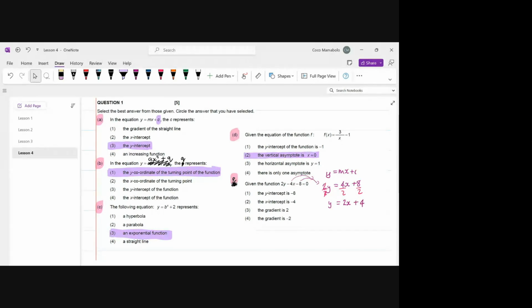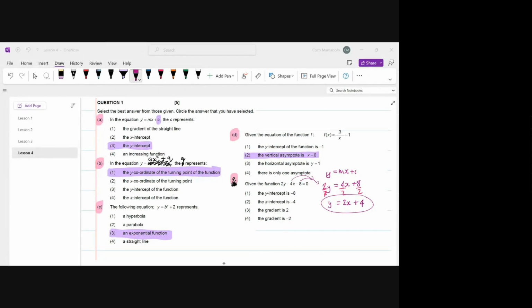They've just rearranged it. We don't want it rearranged. We want this so that we can answer the question. The question then says, the y-intercept is negative 8. That's clearly a lie because we've now put it properly. The x-intercept is negative 4. That's also false because if we make y equal to 0, our x-intercept will come out as negative 2. The gradient is 2. And the gradient is negative 2.